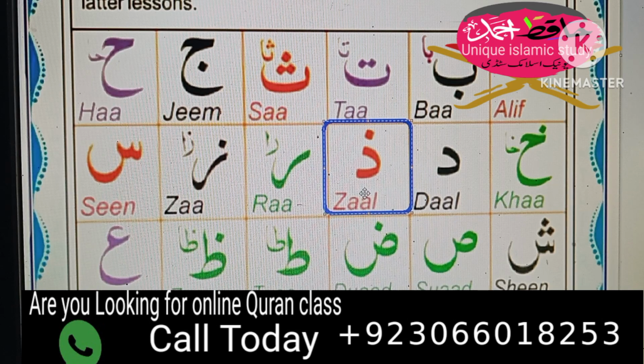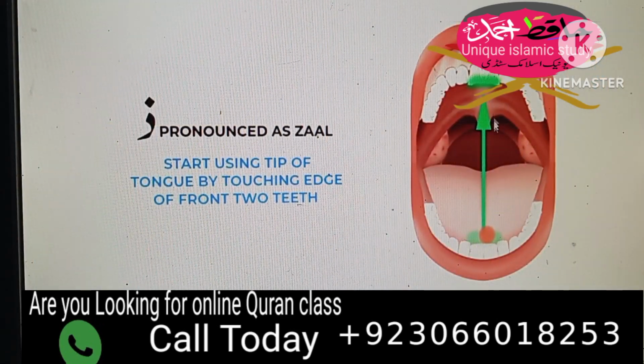Zal. Let me show you the origin of Zal. This is the inner view of mouth. So this is tip of tongue, and this is the edge of front two teeth. So start using tip of tongue to touch the edge of front two teeth.